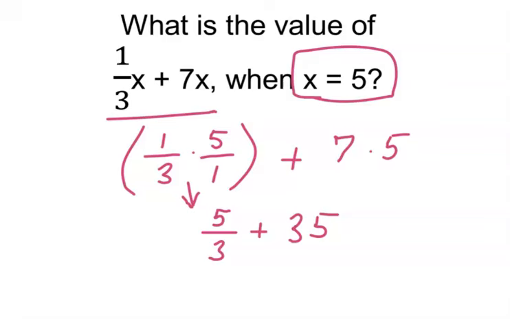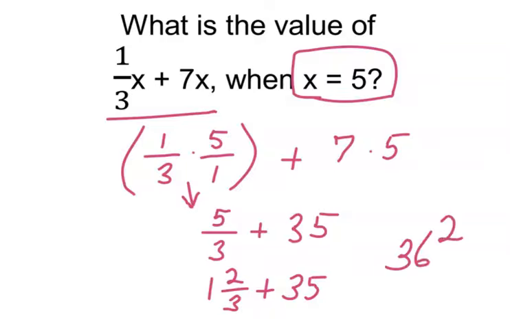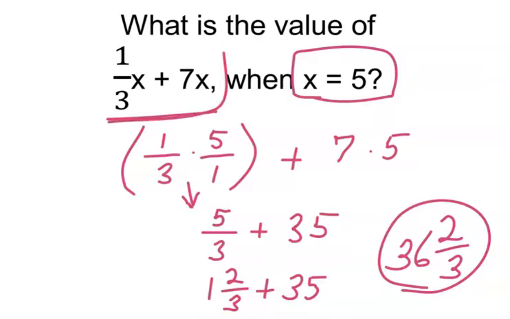But the 5/3, we can actually turn that into a mixed number. How many times does 3 go into 5? 1 time. Then we've used 3 of the 5, which means we have 2 left over out of 3. So it's 1 2/3 plus 35. So 35 plus 1 is 36. And we have the 2/3. Okay, so that's all we really have to do. This looks a little bit crazy because we have the fraction up there. But if you just take it step by step, it's not too bad. So the answer is 36 and 2/3.